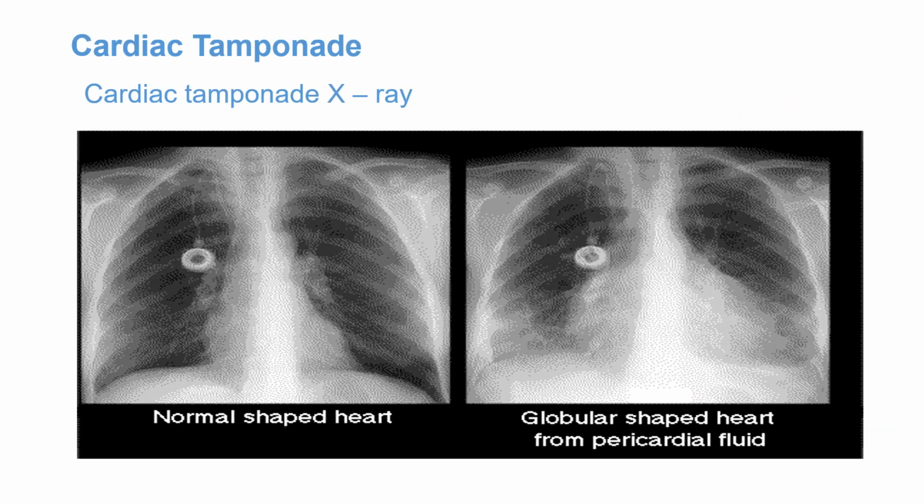Here you can see the normal shaped heart and the globular shaped heart from pericardial fluid, an excess amount of pericardial fluid in the sac.